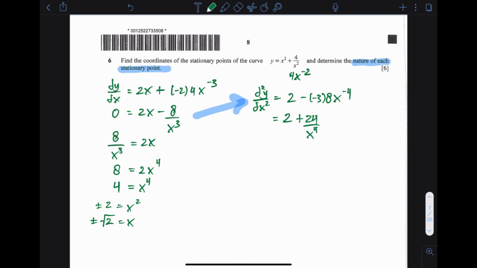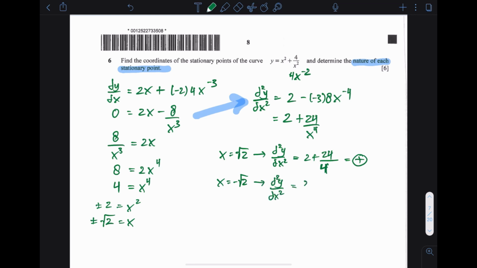Now, two values we need to check. First is the square root of 2. This will give us d²y/dx² to be a positive number, because it's 2 plus 24 divided by square root of 2 to the power of 4, which is 4. I don't really care about what the result is. What makes it important is just whether it's positive or negative. Negative root 2, you need to check as well.